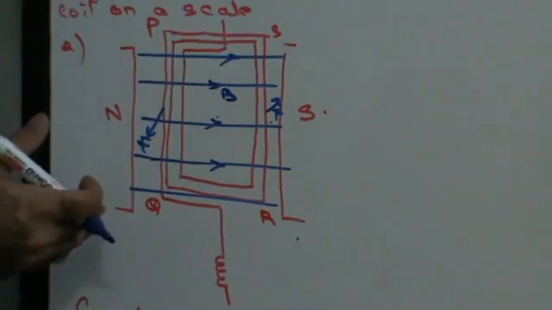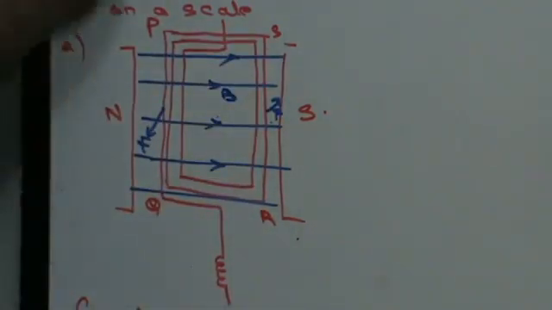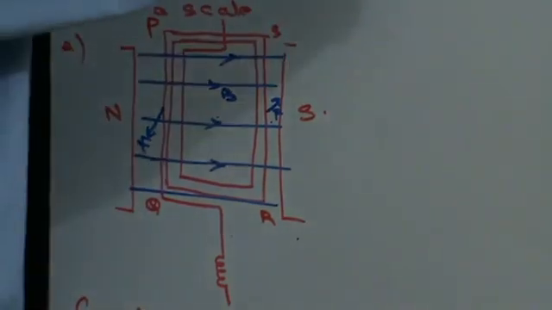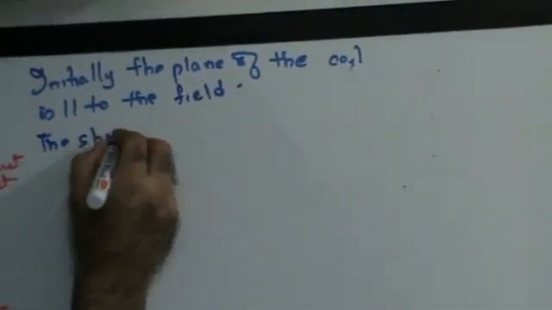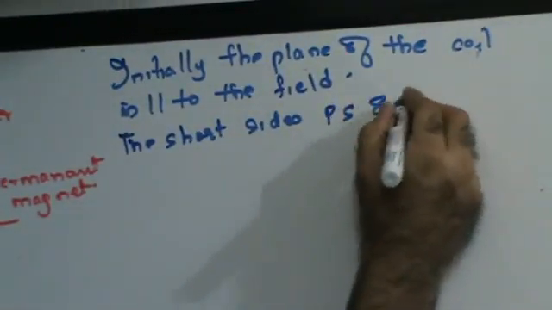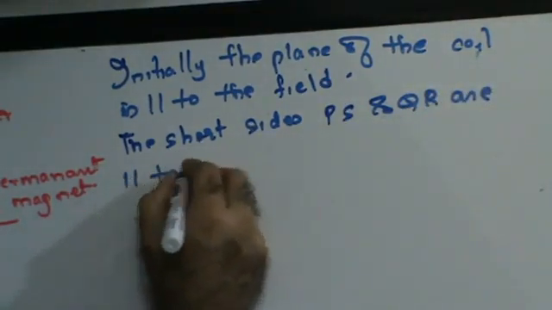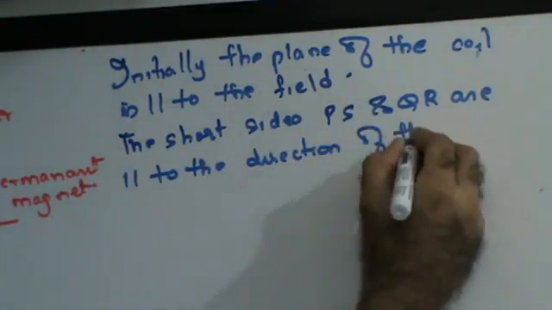Why is this going to experience a force? Because it is perpendicular to the direction of the magnetic field. Do you understand this? The shorter sides will not experience a force because they are parallel. The longer sides will experience a force because they are perpendicular to the direction of the magnetic field. Can you write this down, please? The short sides PS and QR are parallel to the direction of the field.